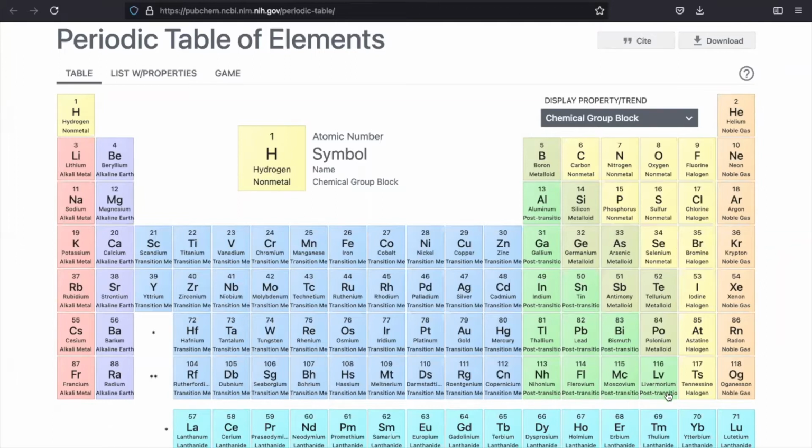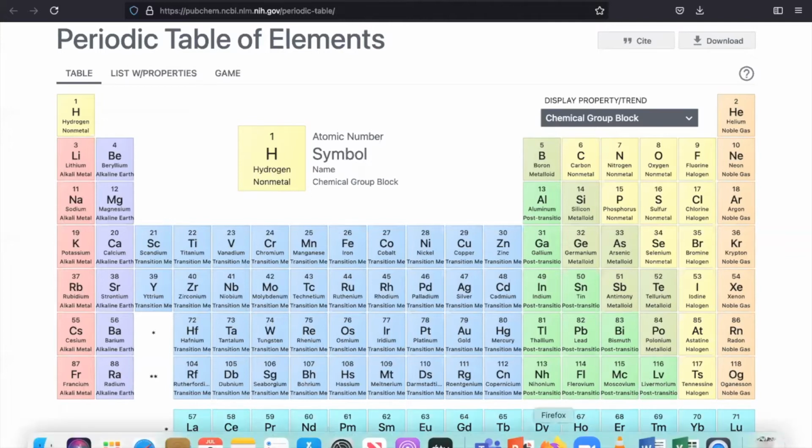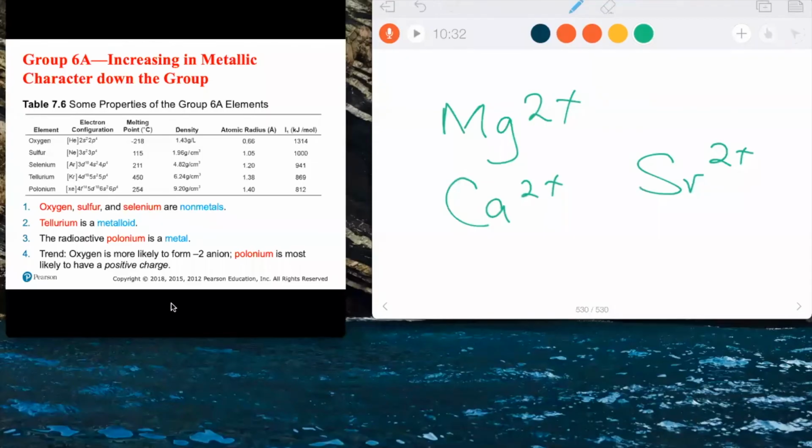And livermorium is some metal. You'll never see some of these because they are radioactive. They just make it and they disappear. So tellurium is a semi-metal. Polonium is radioactive. It's a metal, okay?